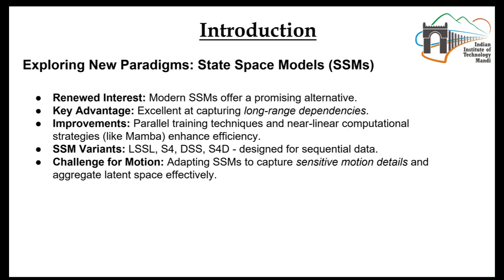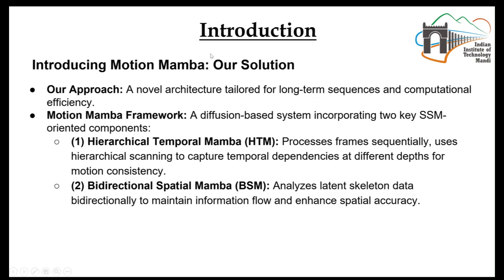However, adapting standard selective state space models for motion generation presents challenges. SSMs were not originally designed for the sensitive motion details needed for accurate temporal representation, and there are complexities in aggregating latent space information suitable for human pose data. In response to these challenges, a novel motion generation architecture has been developed, tailored for long-term sequences and computational efficiency. This innovation is embodied in the Motion Mamba model, presented as a simple yet potent approach.